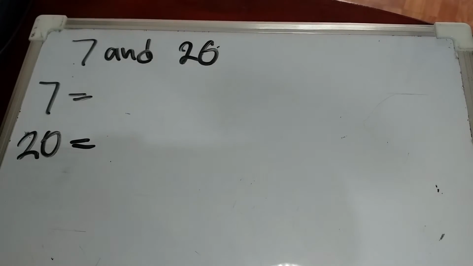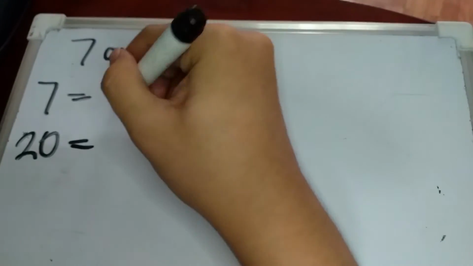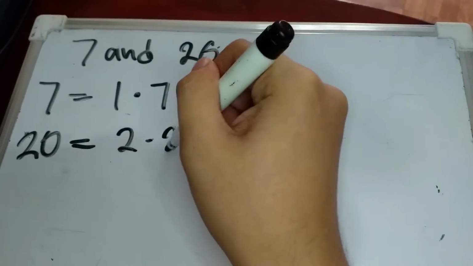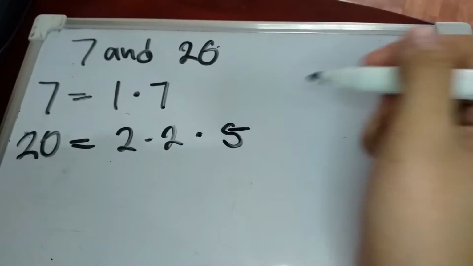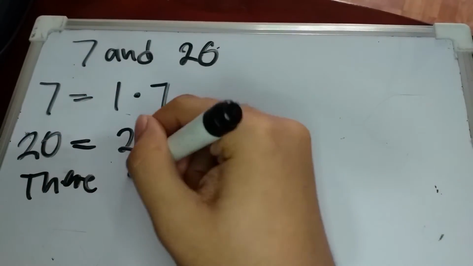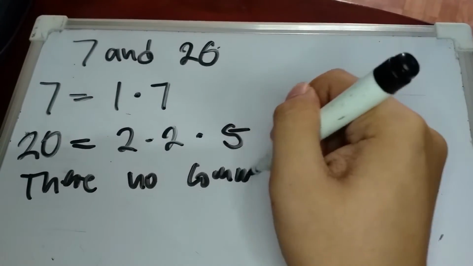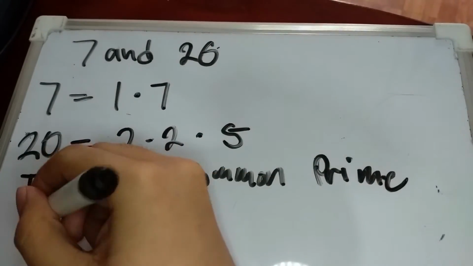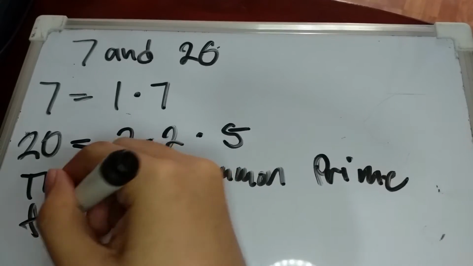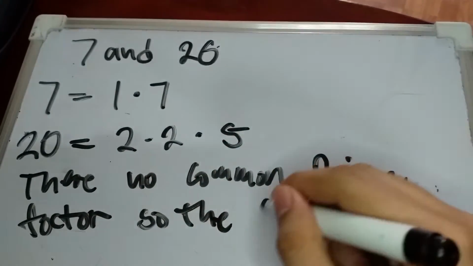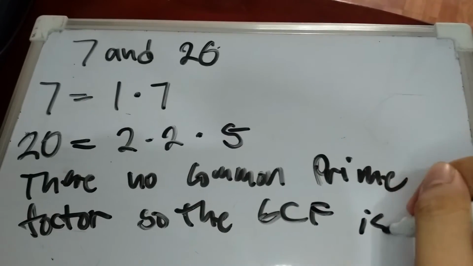Example is 7 and 20. 1 times 7 is equal to 7. 2 times 2 times 5 is equal to 20. So there are no common prime factors for this example. So the GCF is 1.